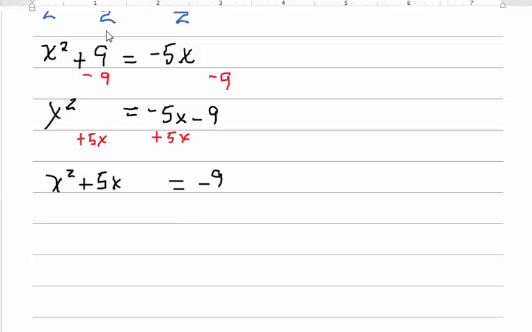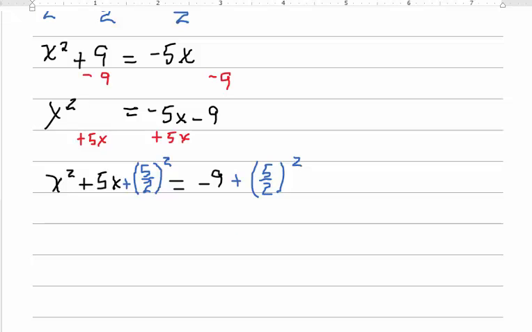So what I'm going to do is add on the perfect square that makes the left side a perfect square trinomial. And that will be the coefficient of x divided by 2 or multiplied by 1/2, however both of those are the same thing. Dividing by 2 is the same as multiplying by 1/2, squared.